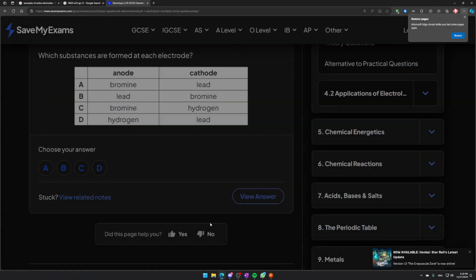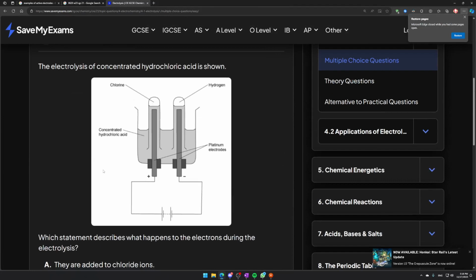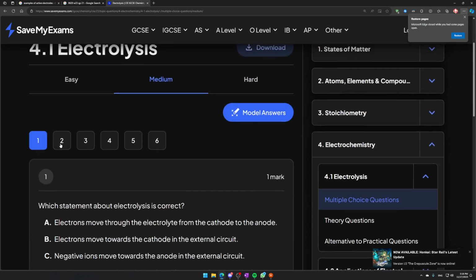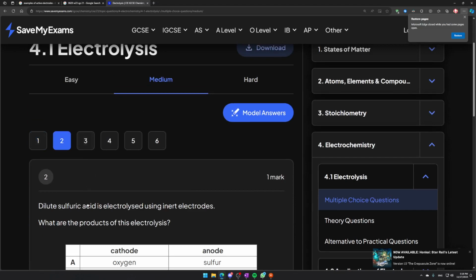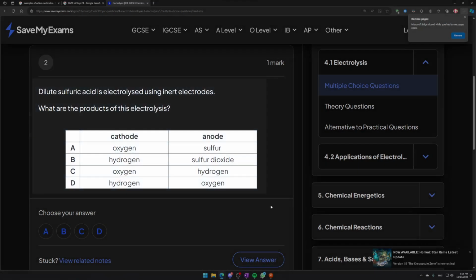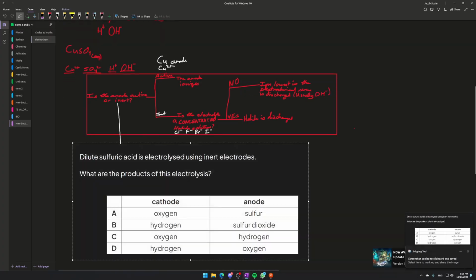Let's see, oh my god, I love this thing, man. Okay. Medium, we get a little bit of dilute sulfuric acid is electrolyzed using inert electrodes. What are the products of this electrolysis? So, using the flowchart, we could solve this. Okay?